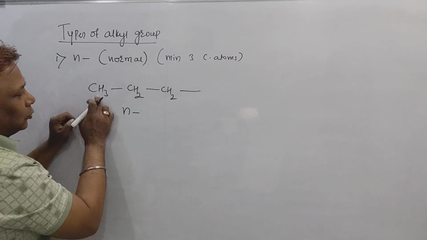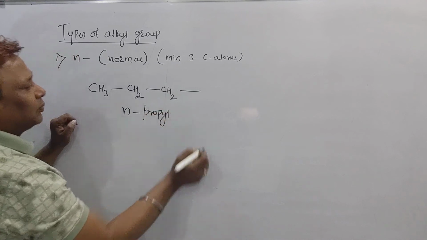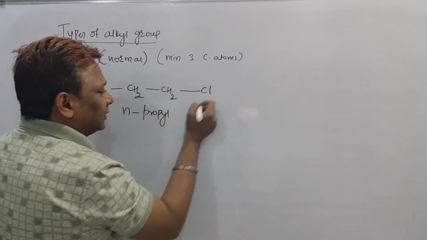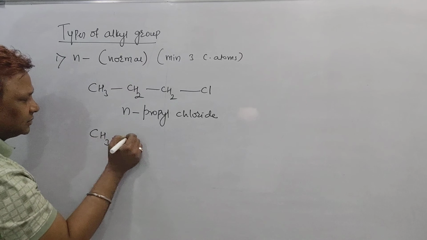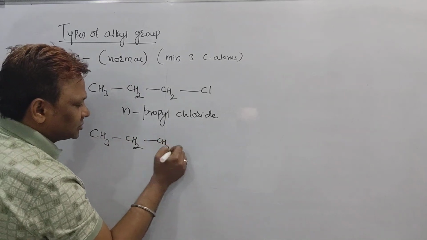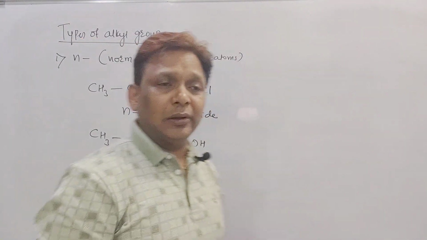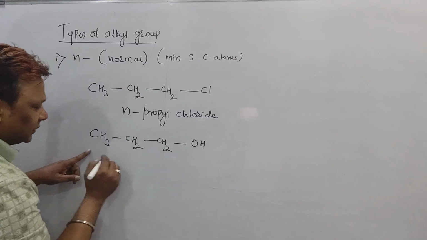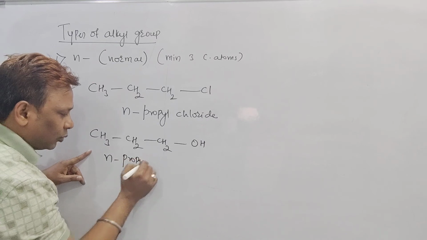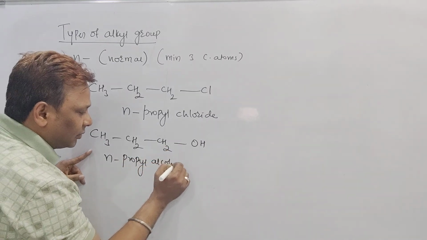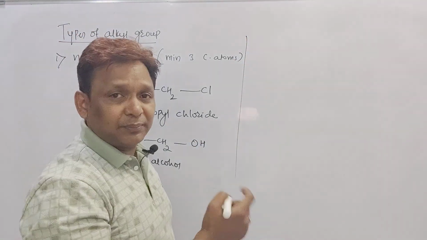N means normal. Total number of carbon 3, so I should write here propyl. It is called N propyl. If you put Cl here, then you can call it N propyl chloride. Suppose you write here CH3, then CH2, then CH2, and suppose you put OH here. You know OH is called what? Alcohol. So all the 3 carbon atoms in a straight chain is called N, number of carbon atoms 3 is called propyl, and the OH group present on it is called alcohol, N propyl alcohol. This is the first type of the alkyl group. This one we discussed in the previous video.